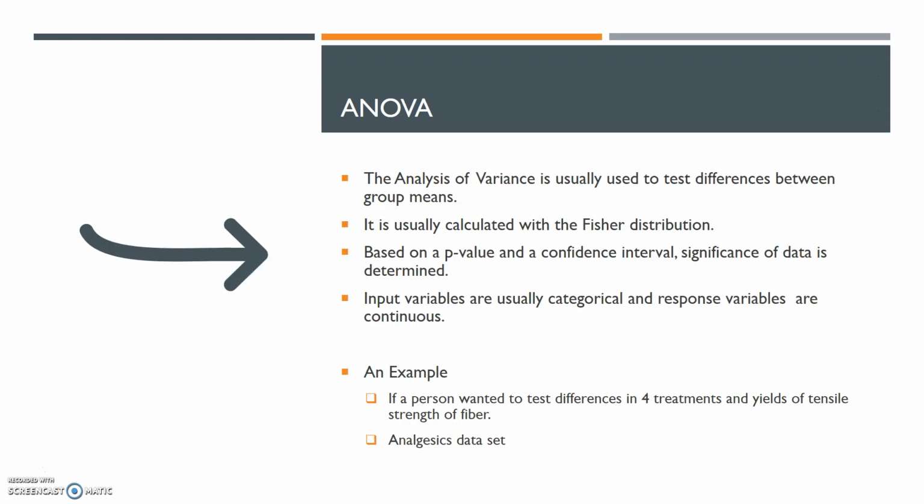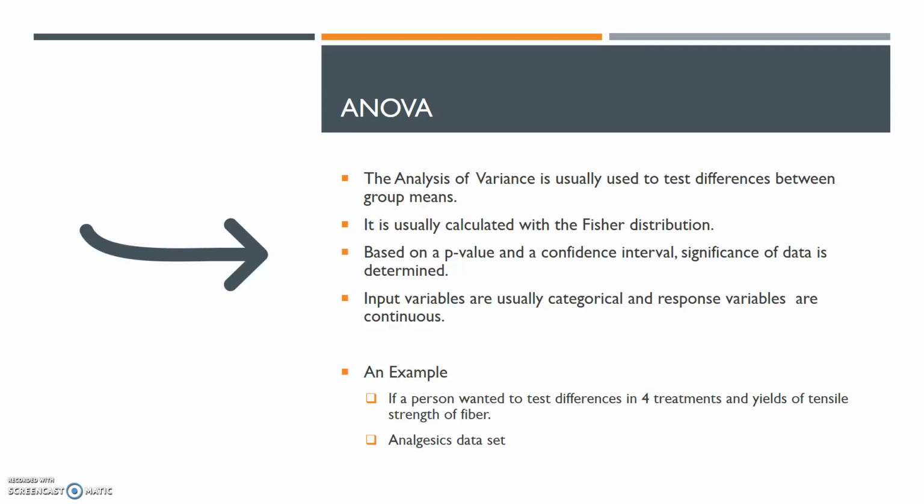So, ANOVA. The analysis of variance is usually used to test the differences between group means. It's usually calculated with the Fisher distribution, or the F-test, as it's properly called, and then significance is usually determined based off the p-value and a confidence interval. Input variables in this method are usually categorical, and response variables tend to be continuous.